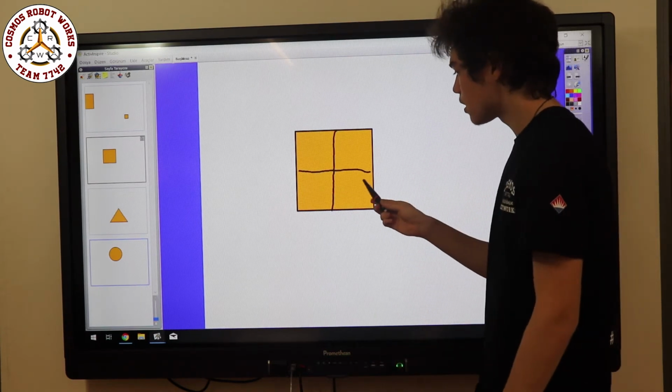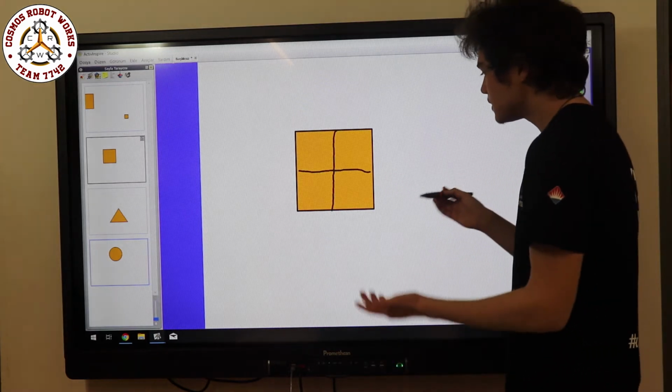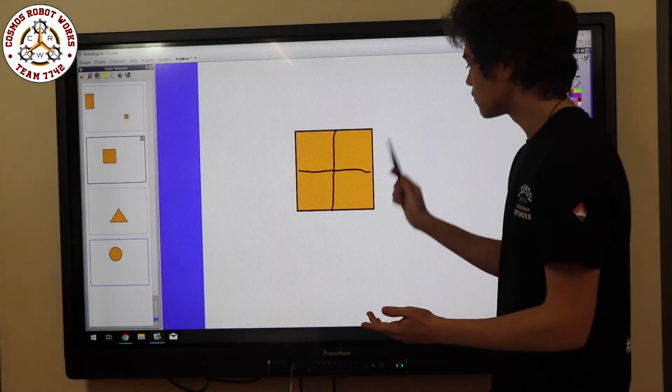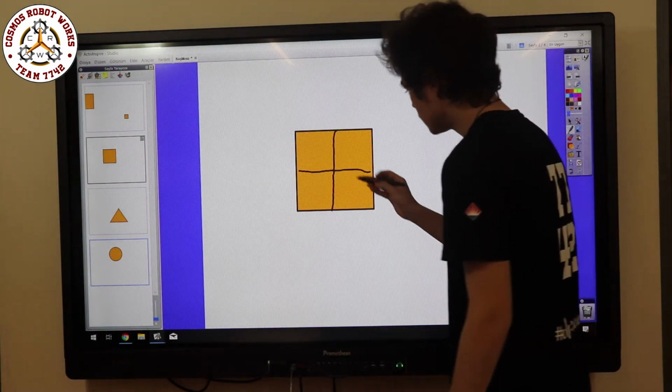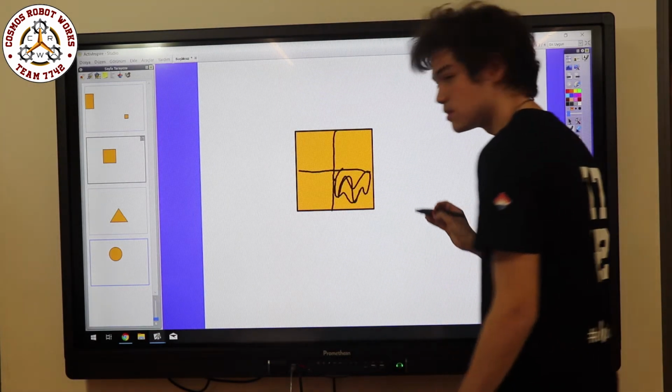Each one of these is called a quarter. Now, for example, let's say this is a chocolate bar, and there are four pieces of chocolate. They are called four quarters, and if we eat one, how much is left?